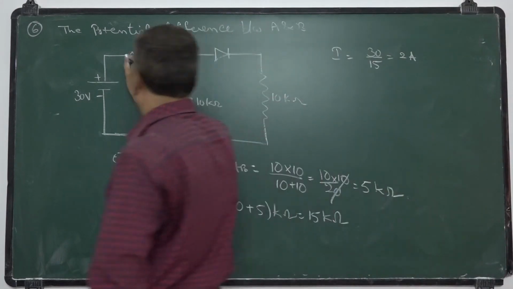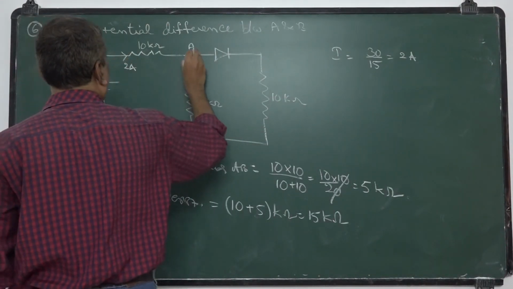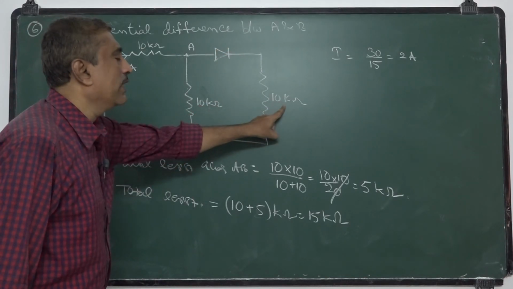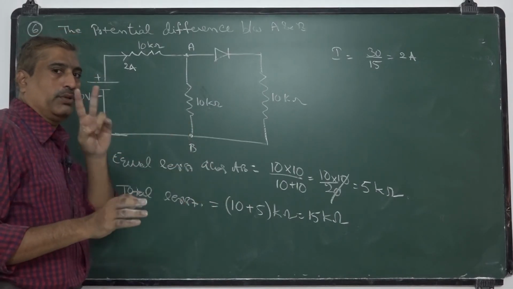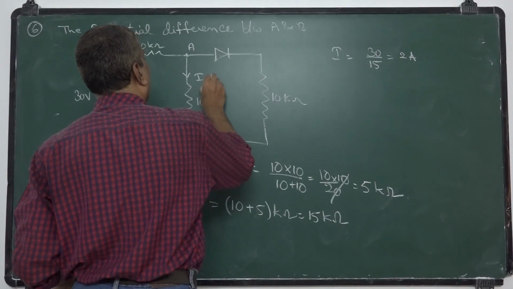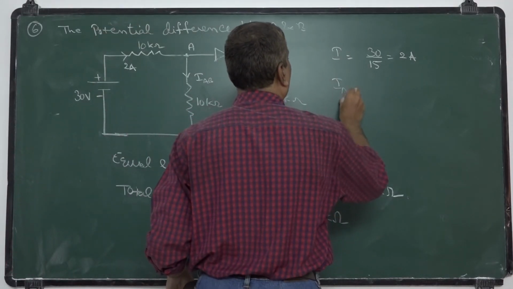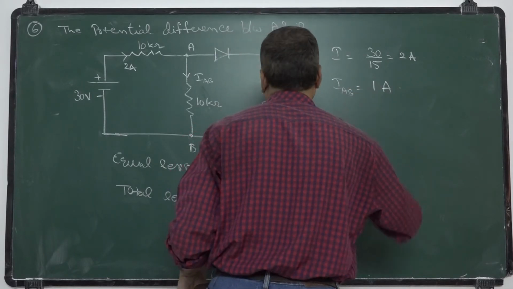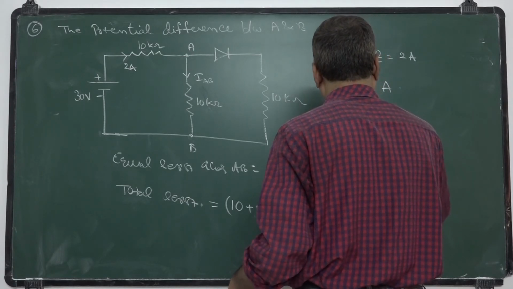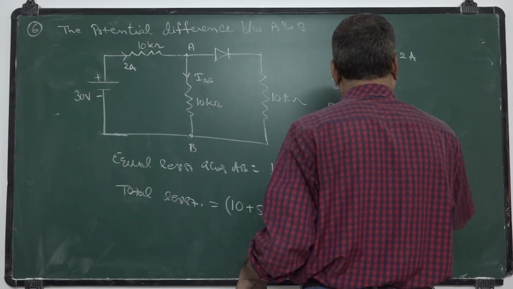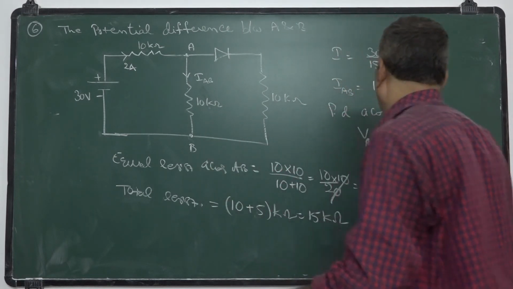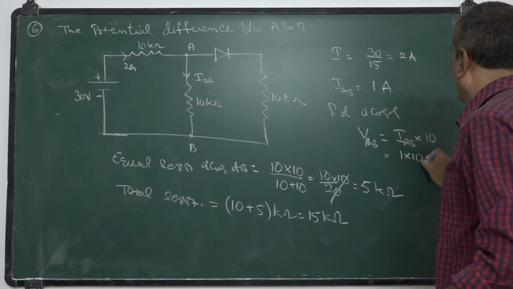That means 2 ampere current is flowing across this, but it is here divided into two parts. But these two are equal, 10 kilo ohm, 10 kilo ohm. That means the current also divides into two equal parts. So if you take it as IAB, current through AB is equal to 1 ampere. Now potential difference across AB, VAB, is equal to current IAB into resistance across this 10 kilo, that is 1 into 10, that is 10 volt.